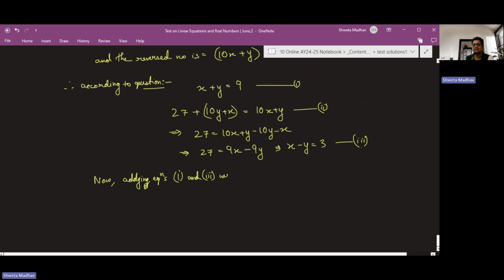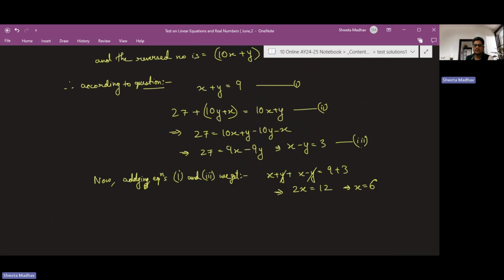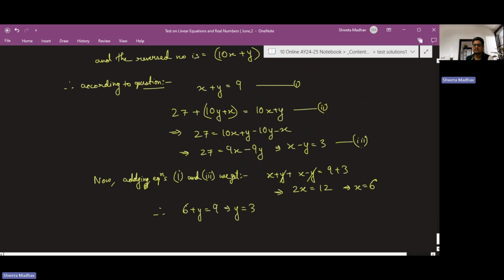we get x plus y plus x minus y equal to 9 plus 3. Plus y and minus y get cancelled. So 2x will be equal to 12, so x will be equal to 6. And we know that x plus y is 9, so 6 plus y is 9. So y will be equal to 3.